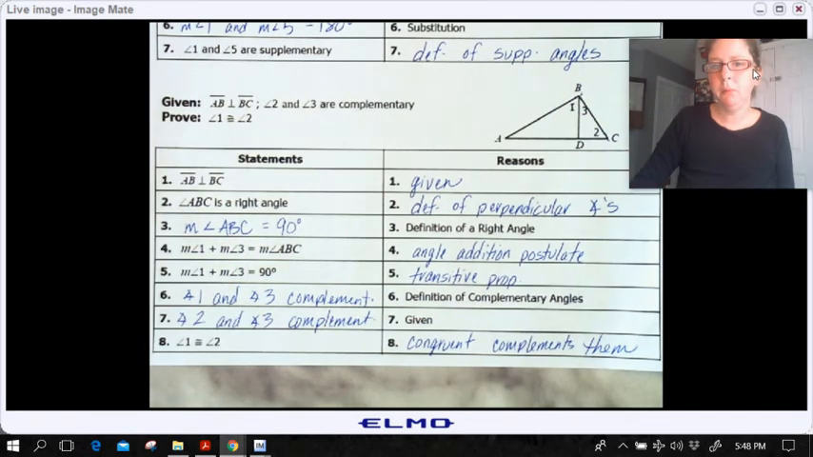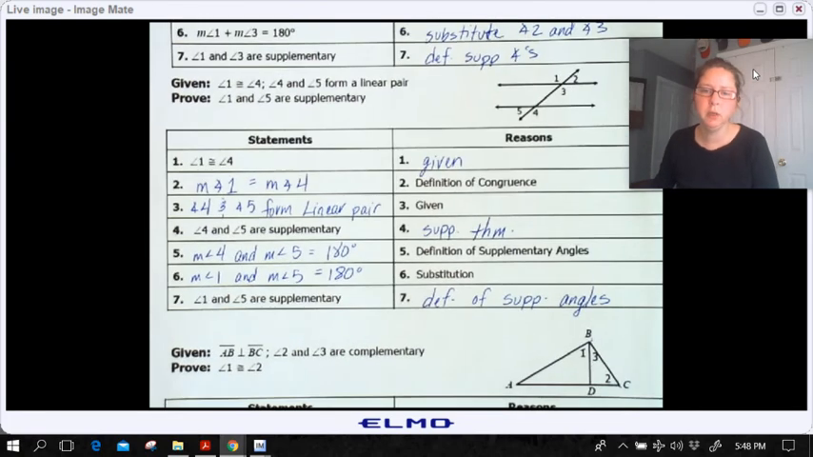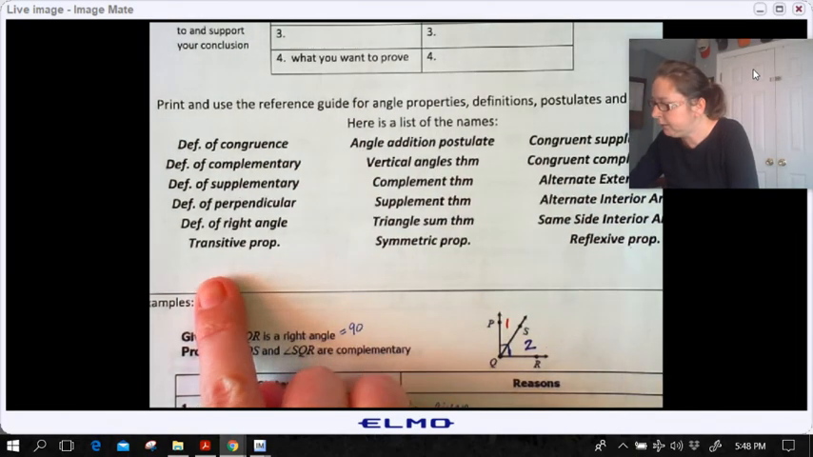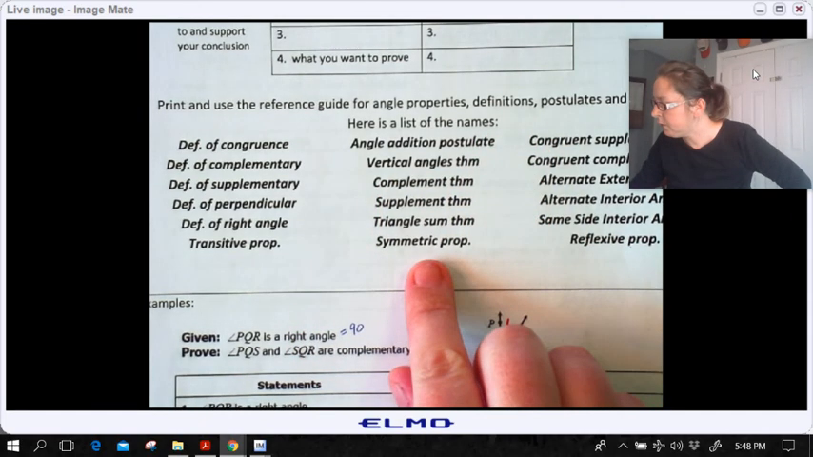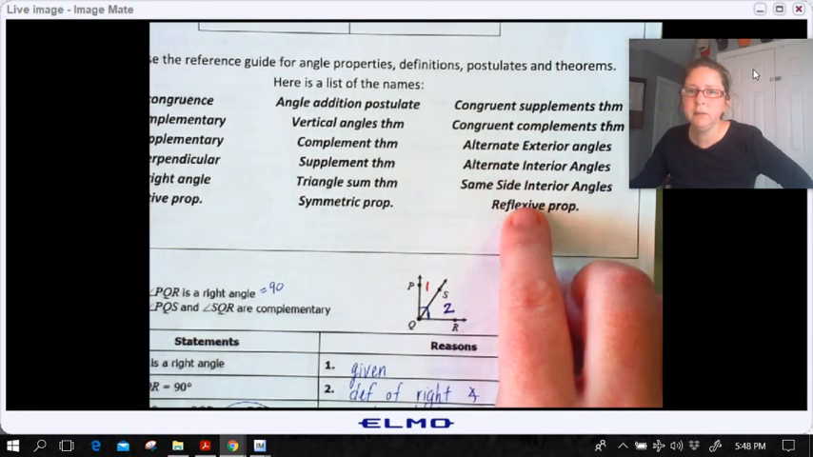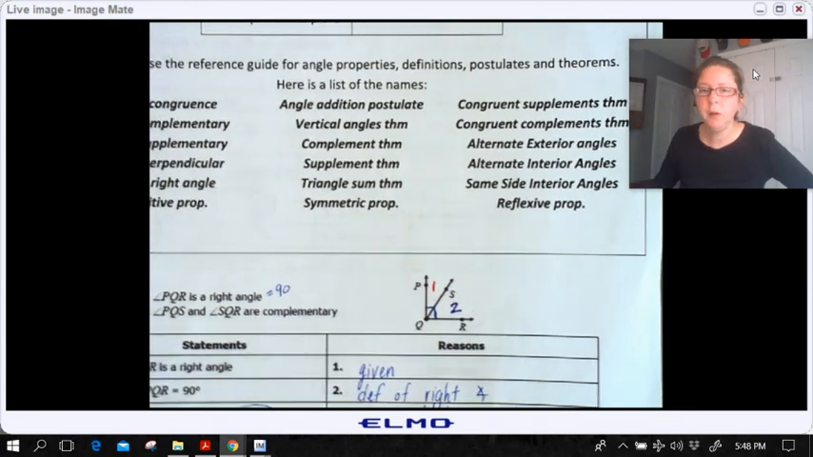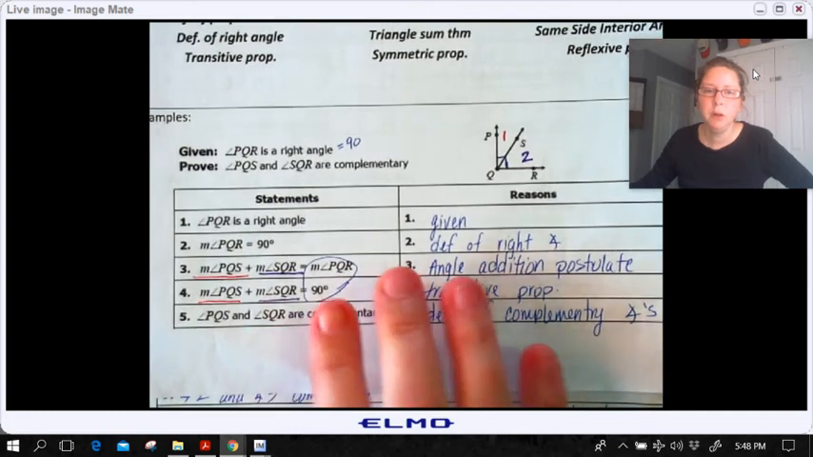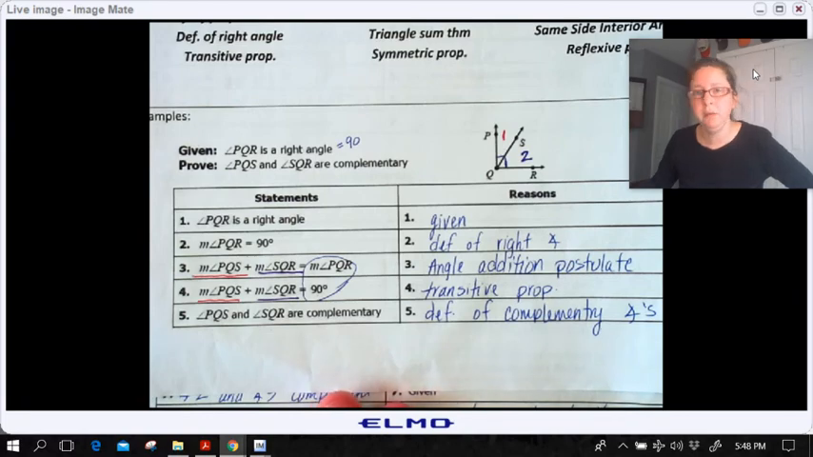All right. So I do want you to notice that in these examples today, we didn't really use vertical angles. We didn't use a lot of our vocabulary, actually. We didn't use the vertical angles theorem. We didn't use the symmetric property, alternate exterior, alternate interior, same side interior. We could have used those in some cases, but when they give you fill in the blank for statements and reasons, we kind of have to go along with what they give us.